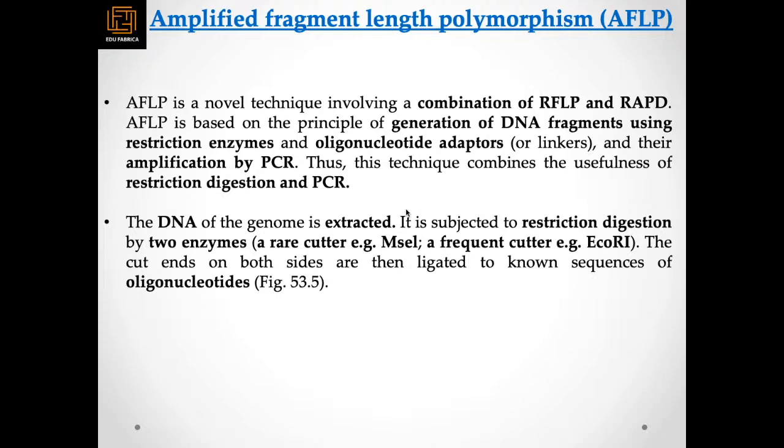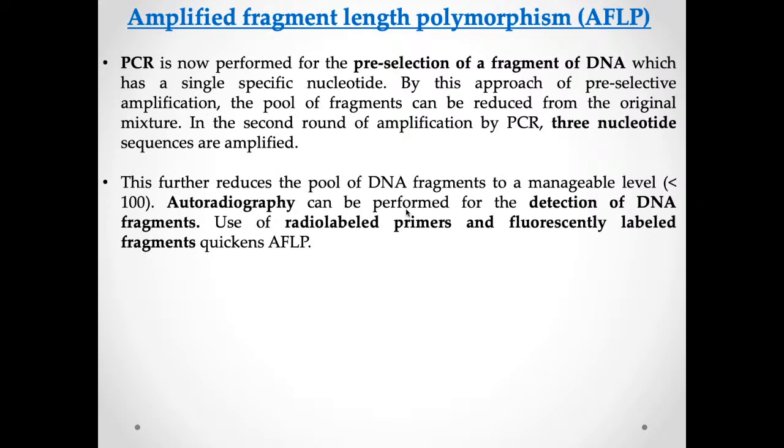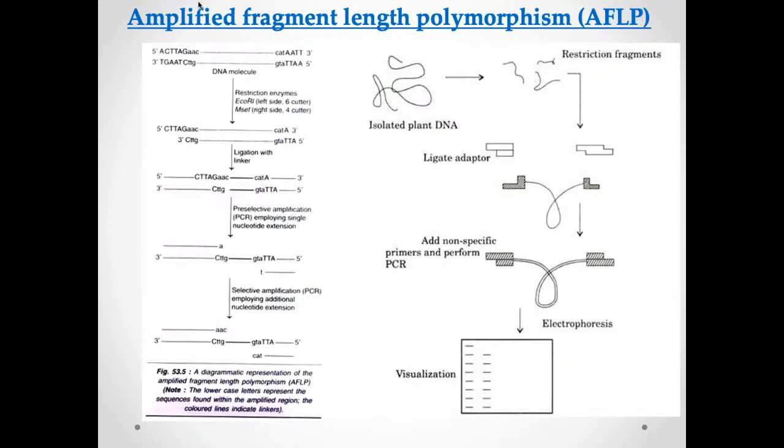So, the DNA of the genome is extracted. It is subjected to restriction digestion by two enzymes, that is MseI and the frequent cutter EcoRI. The cut ends on both sides are then ligated to known sequences of oligonucleotides. PCR is also performed as a pre-selection of the fragments in this case, and then autoradiography is performed to detect the DNA fragments.